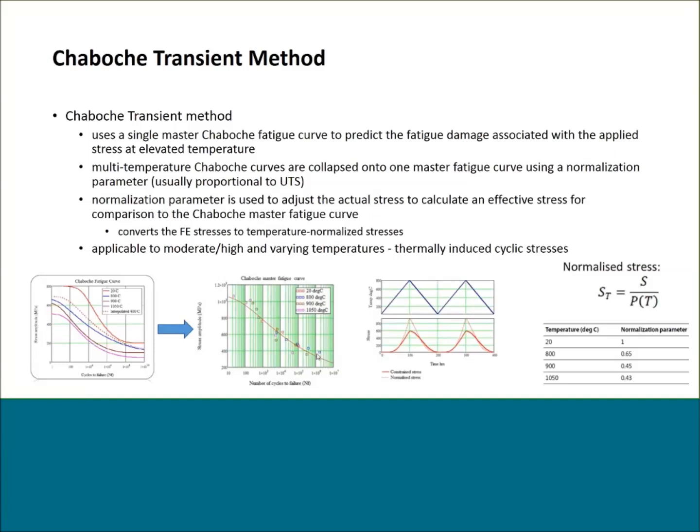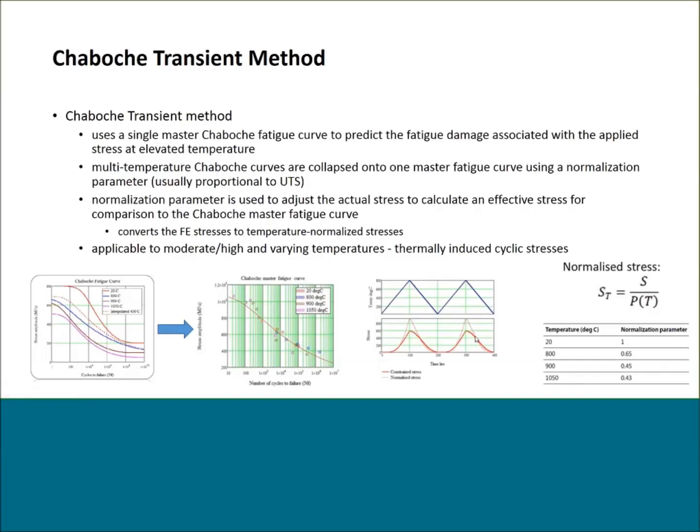The normalization parameter is then used to adjust the actual stress to calculate an effective stress for comparison to the Chaboche master fatigue curve. It converts the FE stresses to temperature normalized stresses. In the middle here, you can see the temperature profile changing. This solid line is the calculated stress from the FEA, and this dotted line is the adjusted normalized stress using the Chaboche normalization parameter.